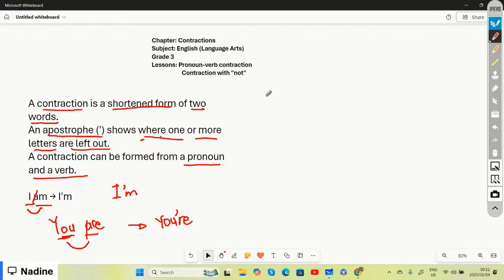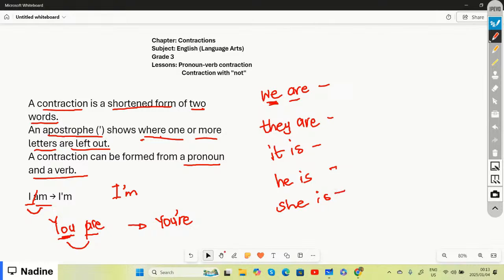If you look at another example where we say we are, we need to shorten these two words. We are. How are we going to shorten these two words by using the contractions? Remember, the pronoun stays the same. We are. We're also going to shorten they are. It is. He is. She is. How are we going to shorten those words?